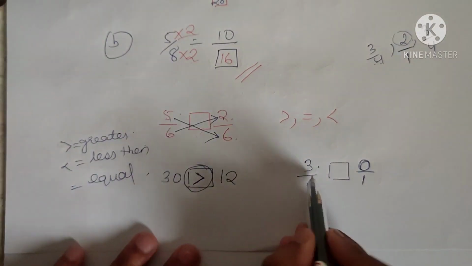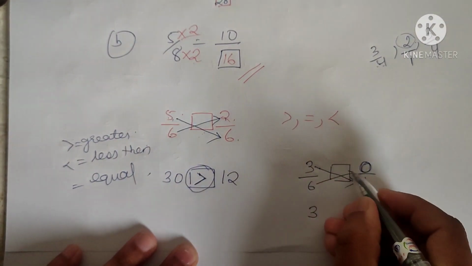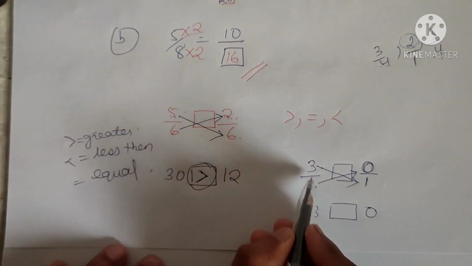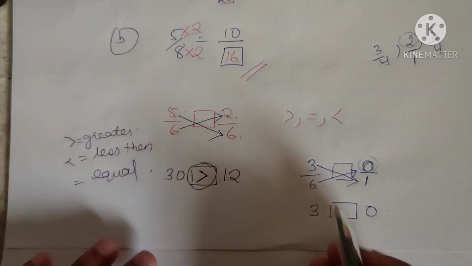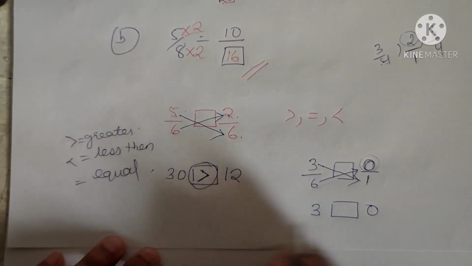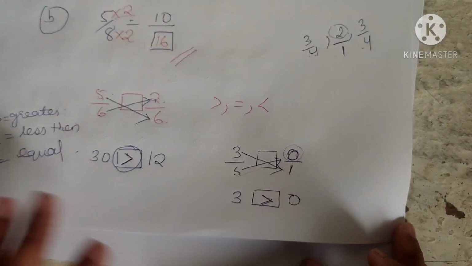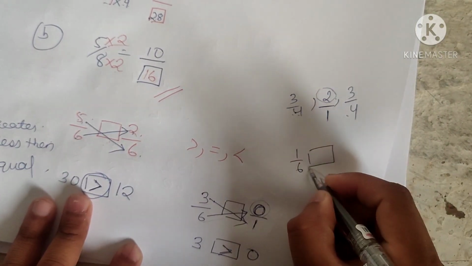Okay, so now you can do cross multiplication. 3 1s are 3, and then 6 0s are 0. Okay, always start from the left top corner and then end with the right top corner. Okay, so now you can say 3 greater than 0, yes, 3 is greater than 0. Okay, in this way I hope it is clear, or lastly I will solve one more for you, because I want you to be clear.